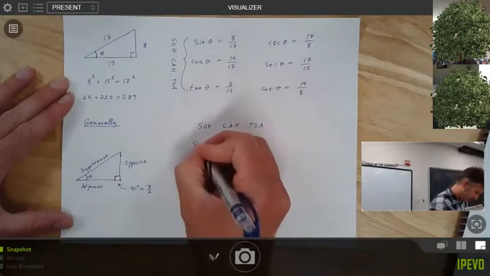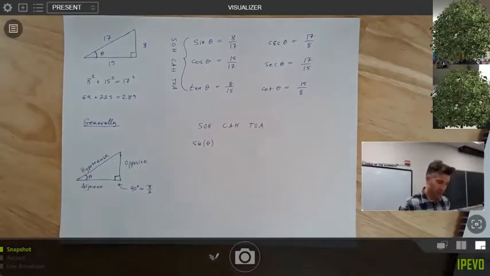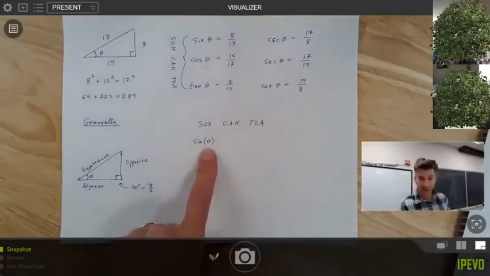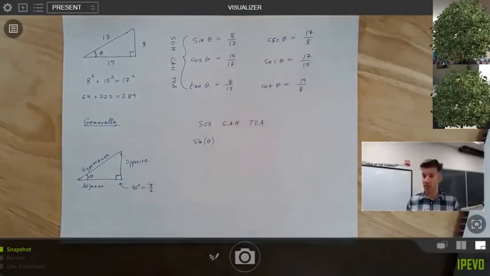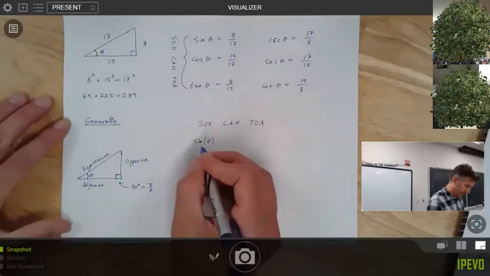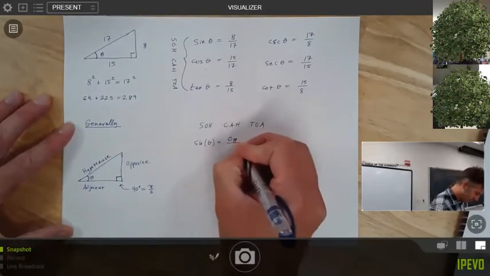where sine of theta, and I really should point out, when you write sine or cosine or any trigonometric function, you do need to have an angle in there. It doesn't make any sense if you just write the trig function and there's no angle to take the trig function of. Just like it would make no sense to write a square root without anything in it, we don't write a trig function without any angle. So sine of theta is the opposite over the hypotenuse.